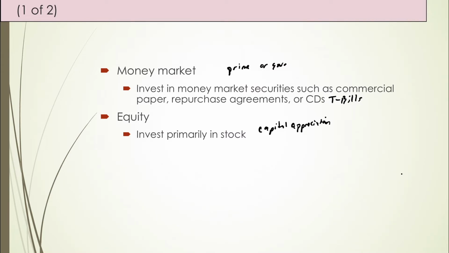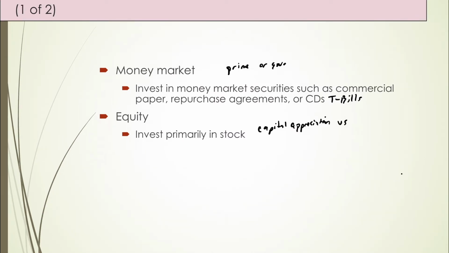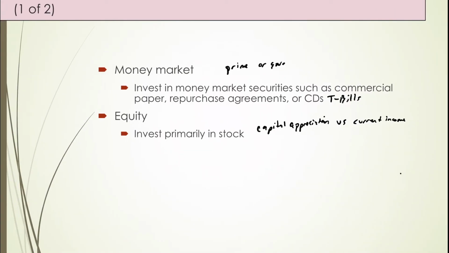So capital appreciation being your growth or your income fund. So these are your high dividend funds, so capital appreciation, or they are classified as current income. So these are your growth funds. So these would be the ones where you forego current income for capital gains in the future.